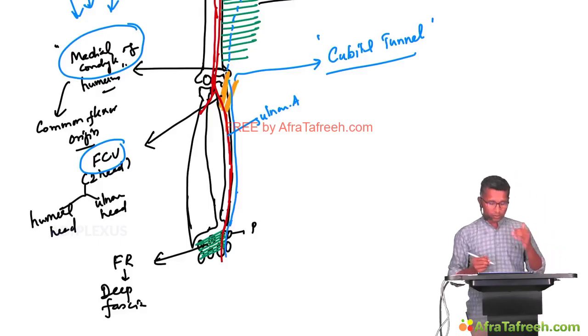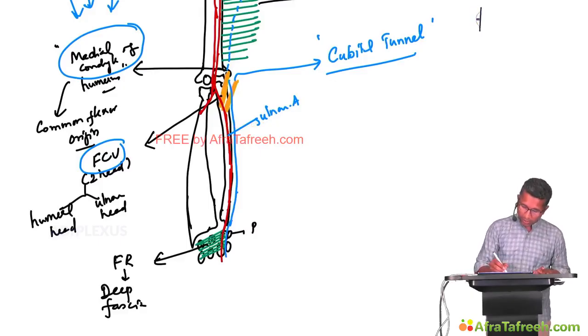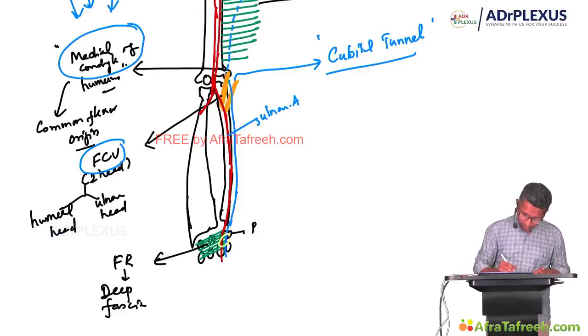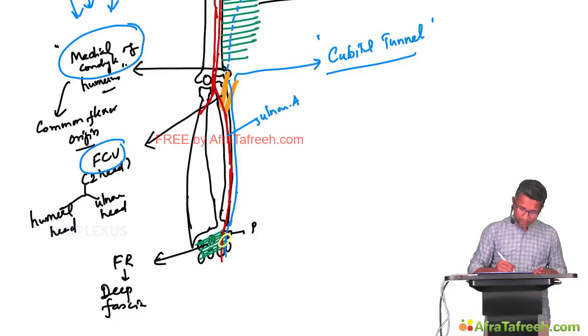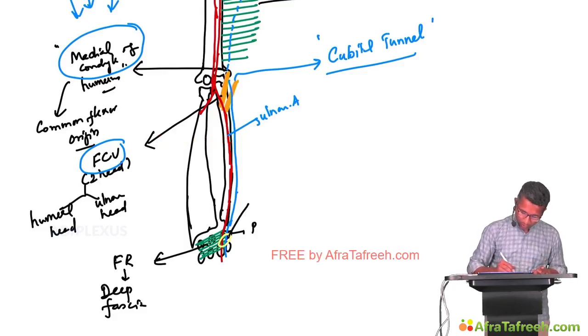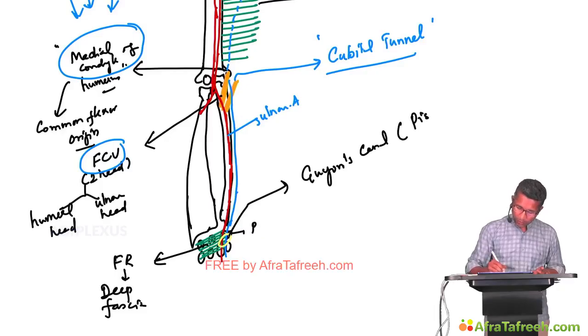Though they cross superficial to the flexor retinaculum, they again pass through a tunnel here. This canal is called Guyon's canal. So what canal is this? It is Guyon's canal. It is formed below a ligament called the pisio-hamate ligament.